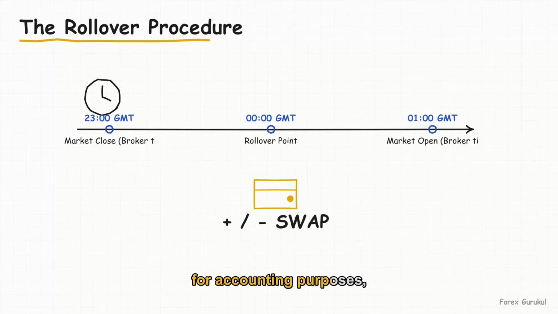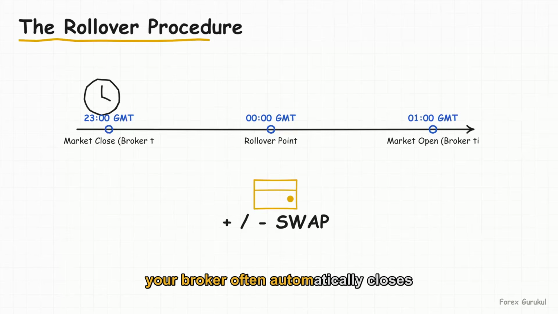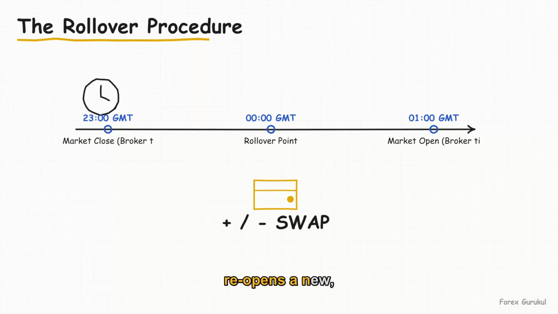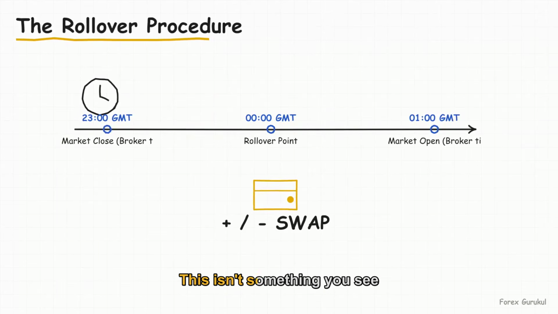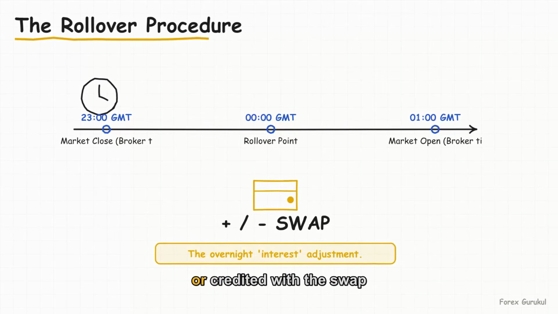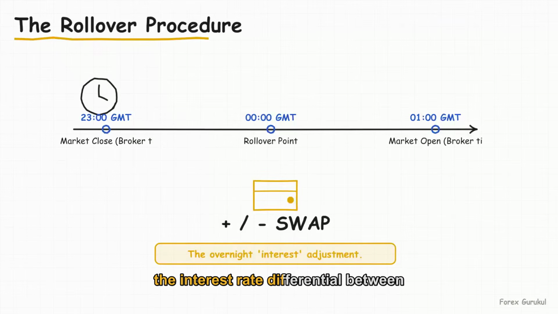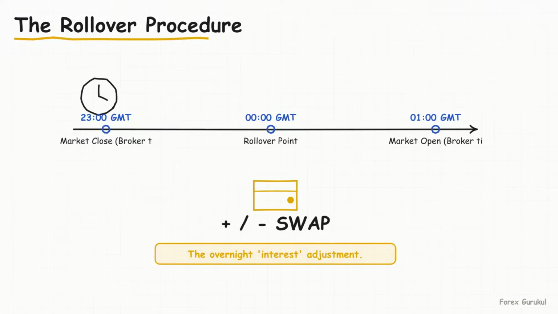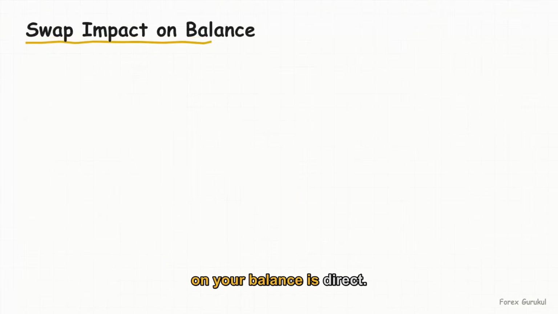Effectively, for accounting purposes, your broker often automatically closes your existing position and immediately reopens a new, identical position for the next trading day. This isn't something you see happening on your chart. It's an internal process. At this rollover point, your account is either debited or credited with the swap fee. It's the mechanism that ensures the interest rate differential between the two currencies in your pair is accounted for in your open trade. The impact of swap fees on your balance is direct.